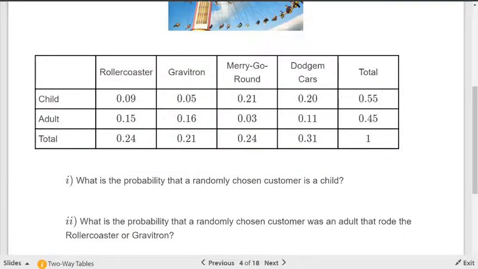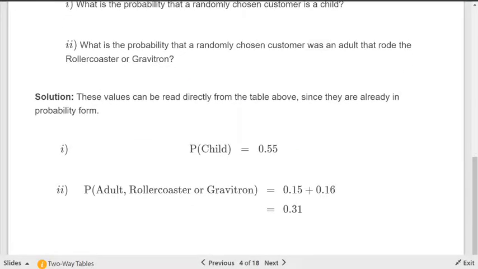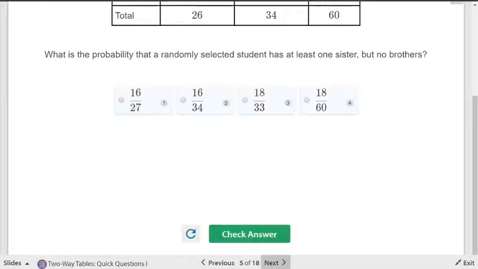All right, here we go. So these can be read directly from the table since they're already in probability form, right? So we didn't have to find the number over another number. We already knew the probability. It's good?